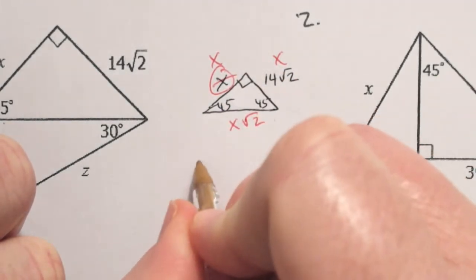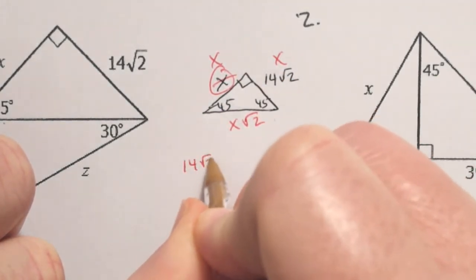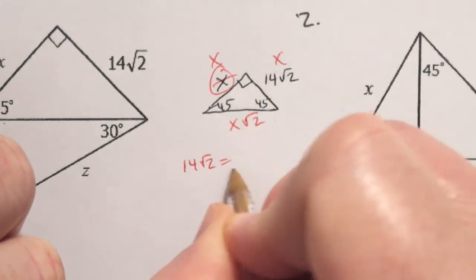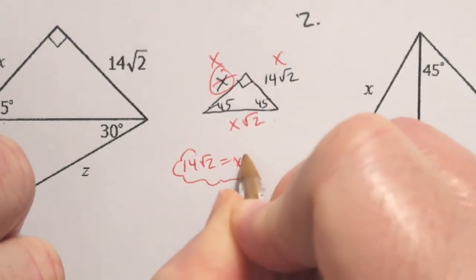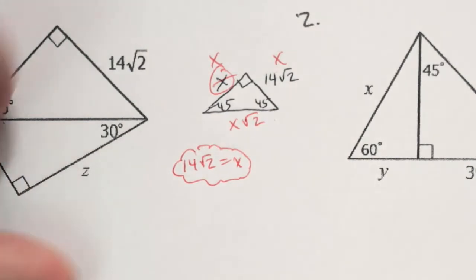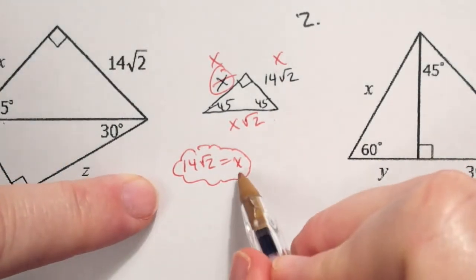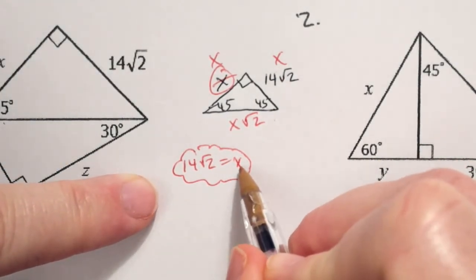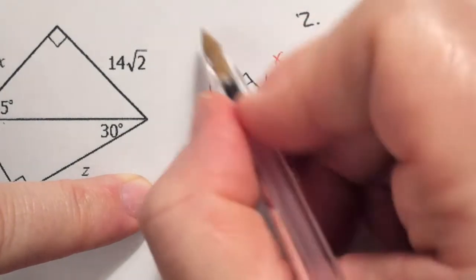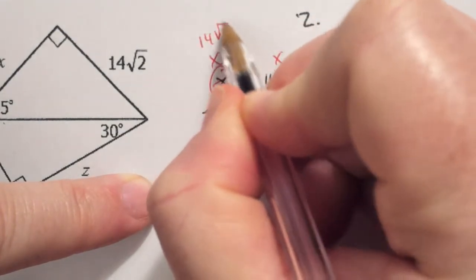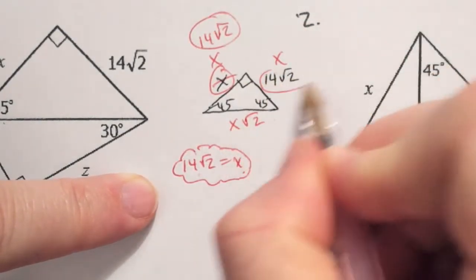14 radical 2. And that's equal to, what did you label it as? X. Oh, cool. X is already solved for us. That's a little bubble thought. Okay, step number 4. Every time you saw a red X, you're going to plug in 14 radical 2. So this would be 14 radical 2. Awesome. This is already 14 radical 2.